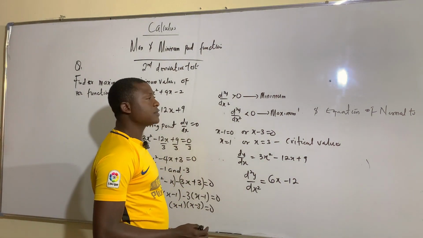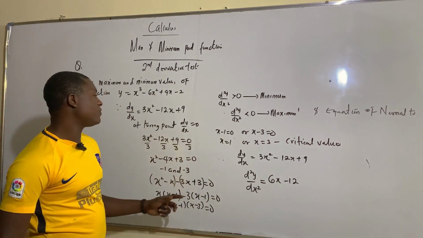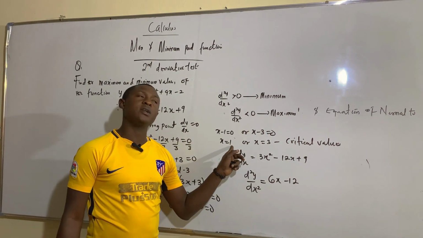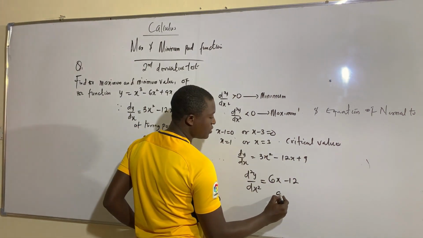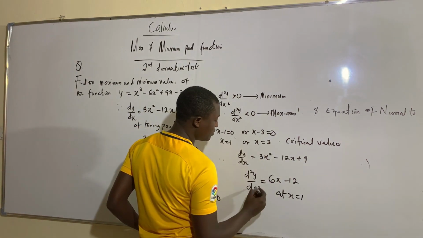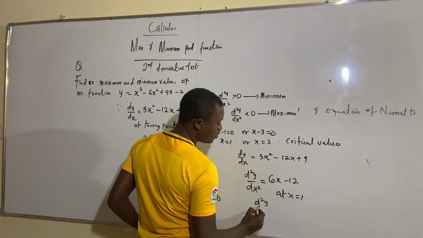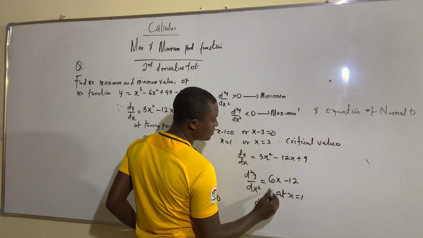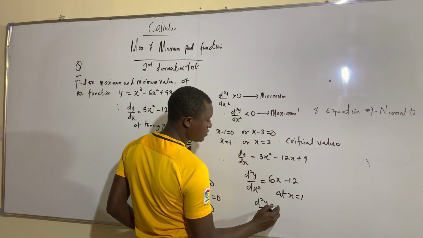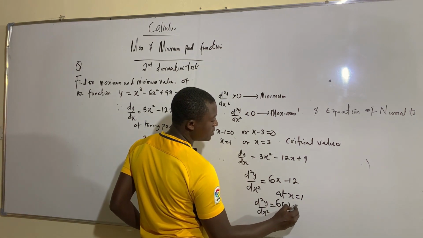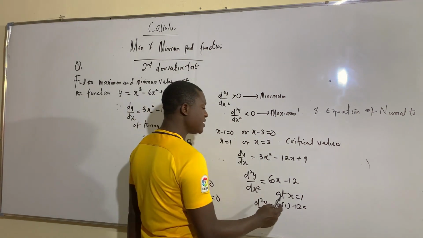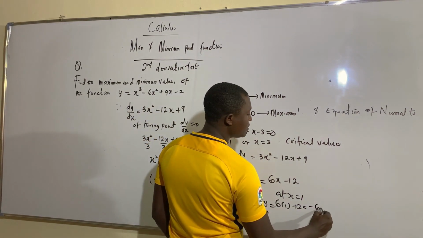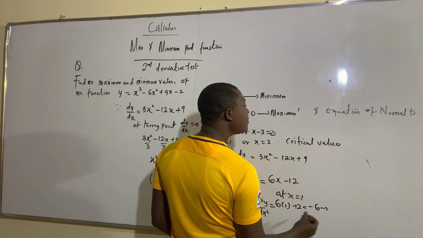Can you see that? Now, what are the two values we have? We have x is equal to 1, at the same time x is equal to 3. So let's take x is equal to 1, the first one. That means we have d squared y over dx squared to be, x is 1 now, 6 of 1 minus 12. So 6 times 1, we are going to have 6. 6 minus 12, we have minus 6. So this one is the first one.